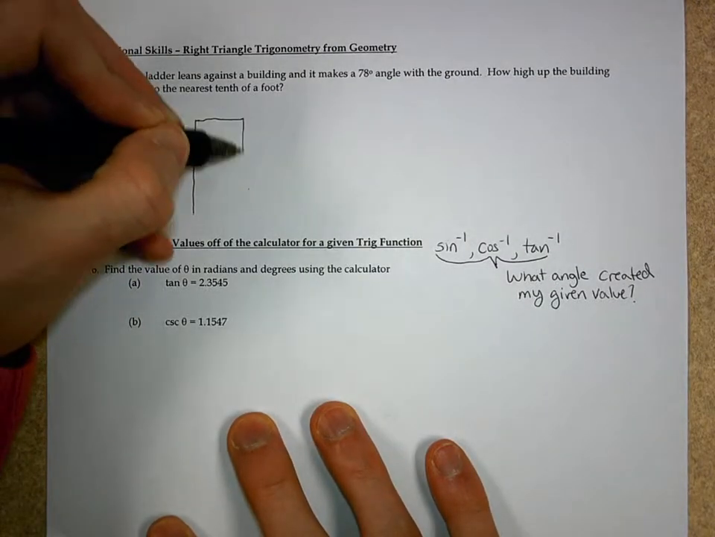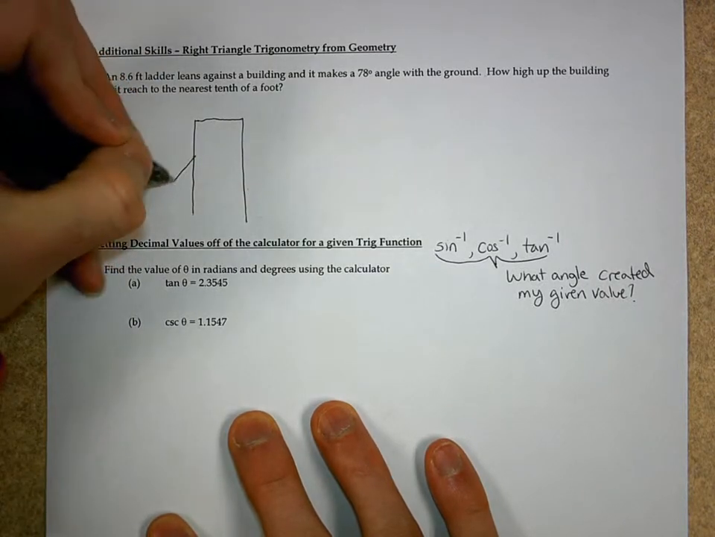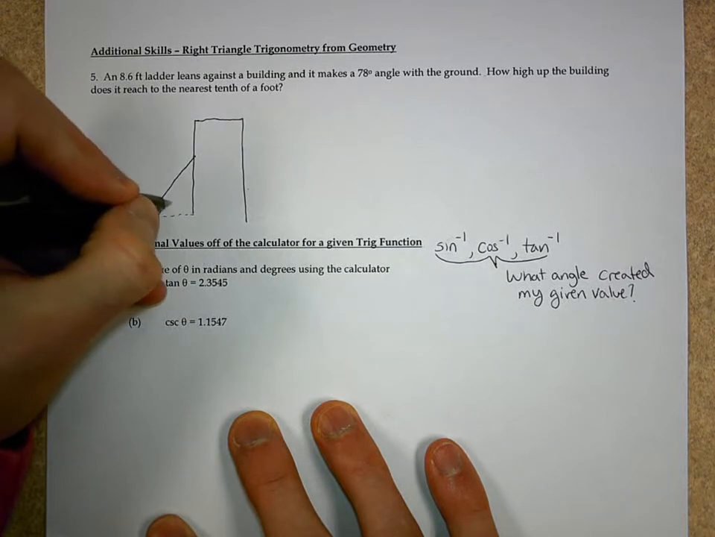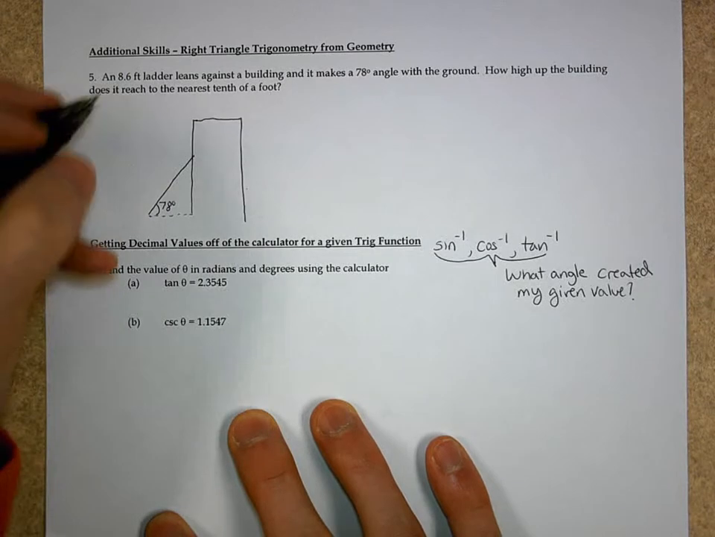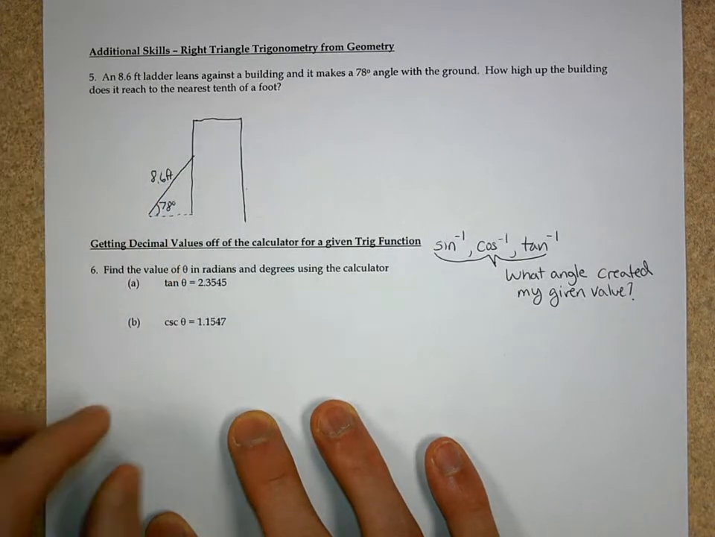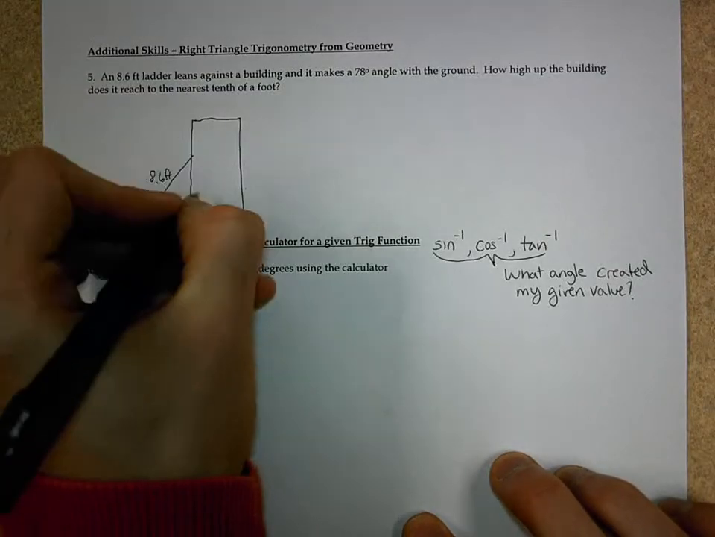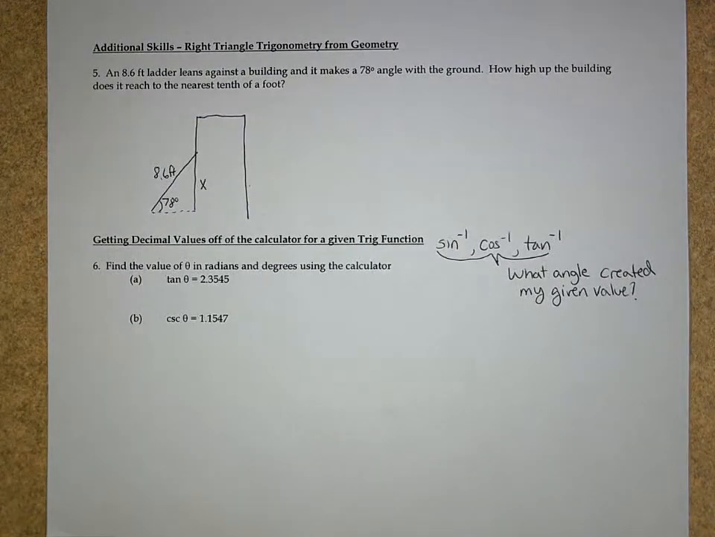We know that with respect to the building, the ladder is going to form a 78-degree angle to the ground. So we know in here it's 78 degrees. And I know the ladder itself is 8.6 feet. And the question is, how high up the building does the ladder reach to the nearest tenth of a foot? So I'm trying to solve for x here.